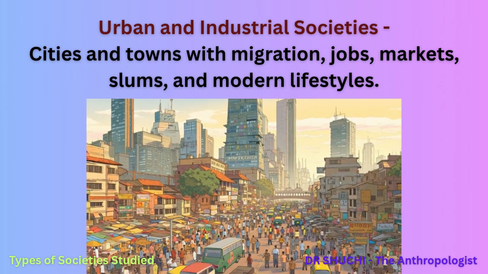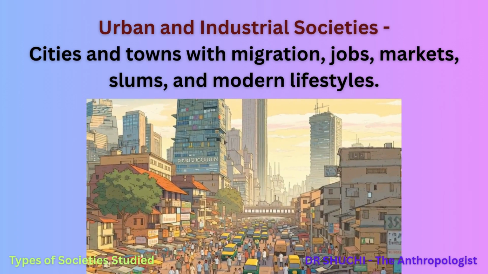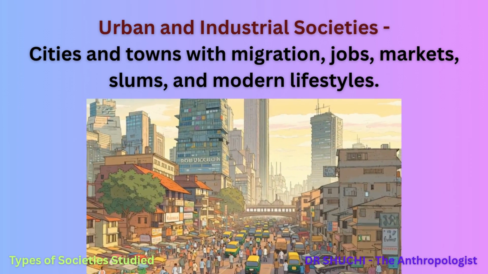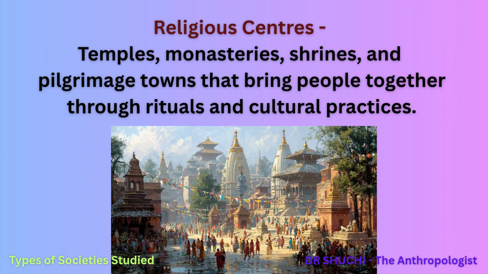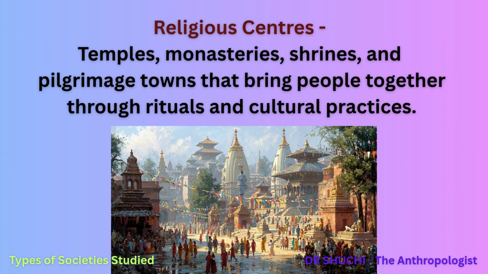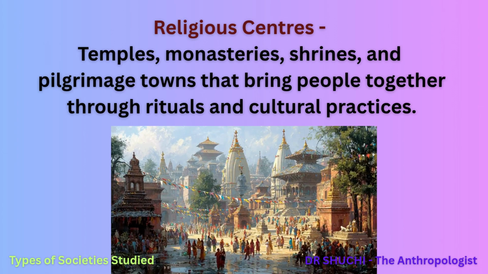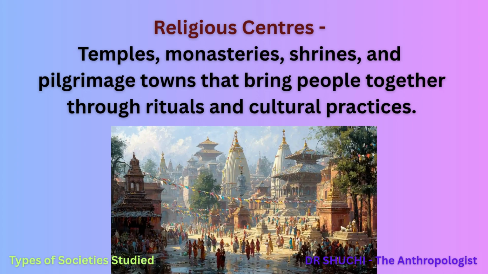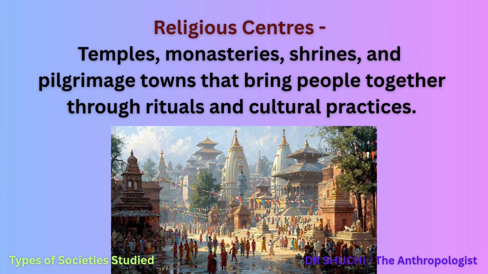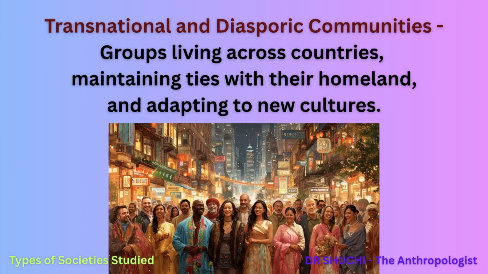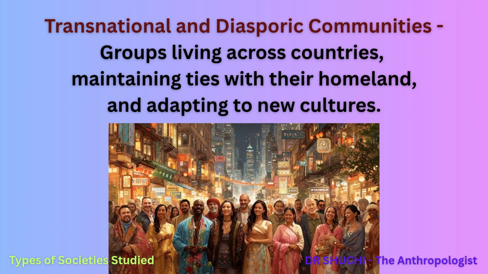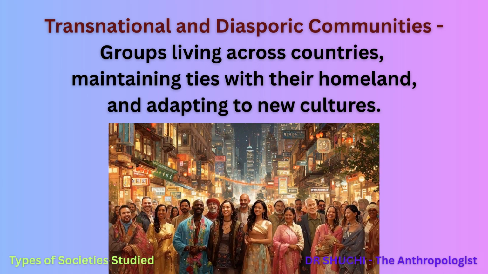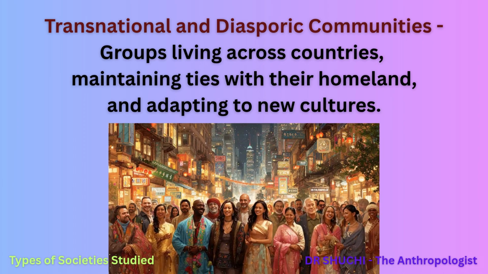Urban and industrial societies: cities and towns with migration, jobs, markets, slums, and modern lifestyles. Religious centers: temples, monasteries, shrines, and pilgrimage towns that bring people together through rituals and cultural practices. Transnational and diasporic communities: groups living across countries, maintaining ties with their homeland and adapting to new cultures.